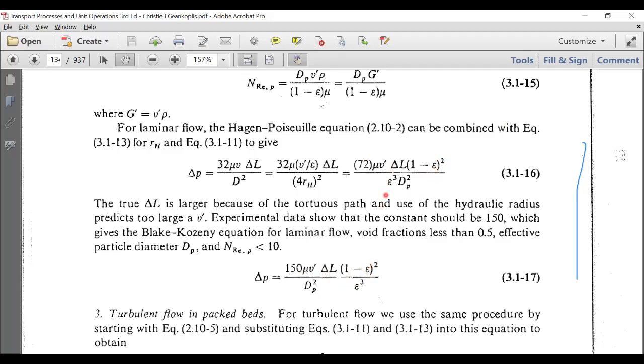Any questions? You can choose either 3.116 or 3.117, but once again, it depends on the epsilon value. If it's less than 0.5, you can use this one. If you don't want any restriction on the epsilon value, you can use this one. But both are only for laminar flow.